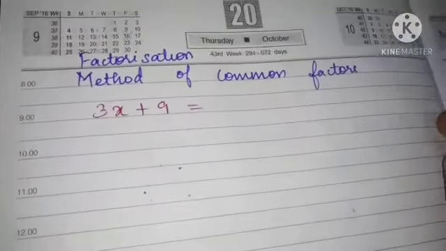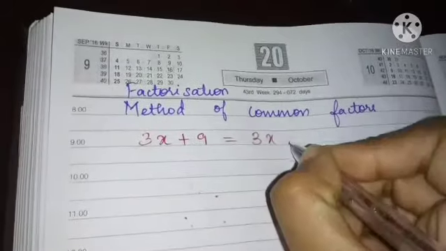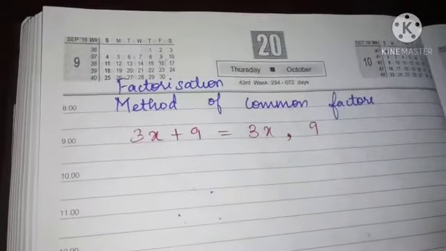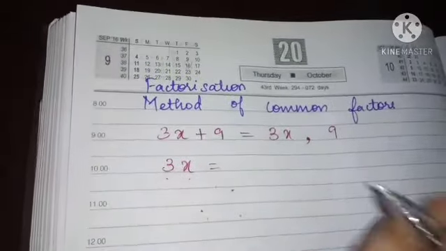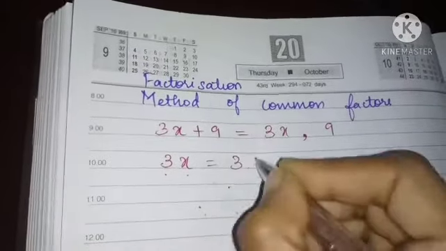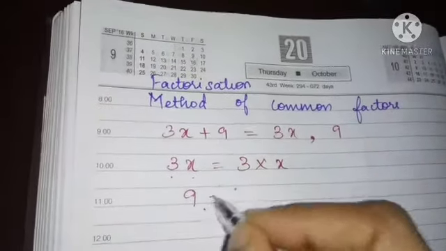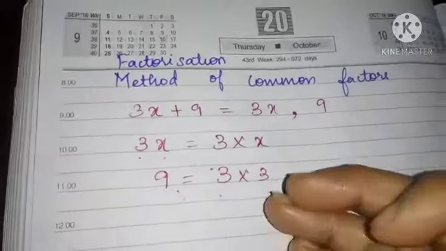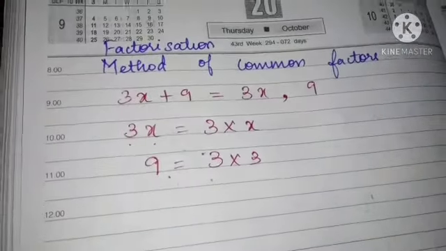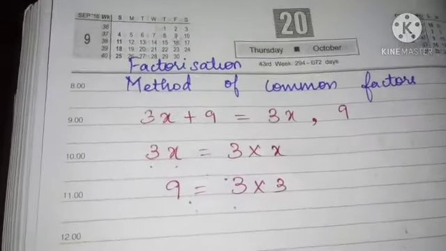3x plus 9. Okay, 3x plus 9, this is one expression. So what are the terms of this? 3x is one term, 9 is one term. Now I am going to find the factors of 3x. How will you write 3x? 3 into x. Correct? Next, how will you write 9? 3 into 3. Can we split this any more? No, that's all. 9 can be written only as 3 into 3. Again we can't split it.